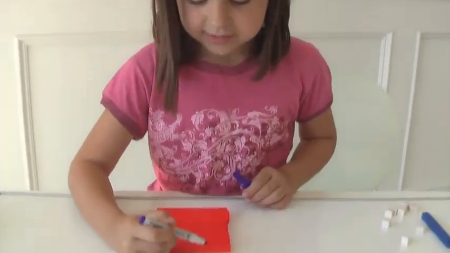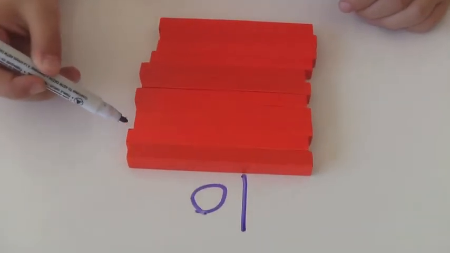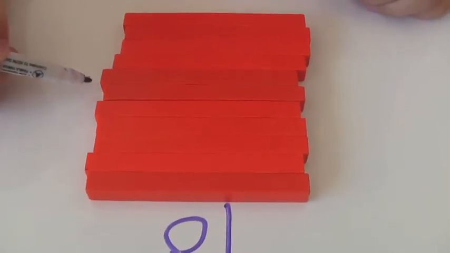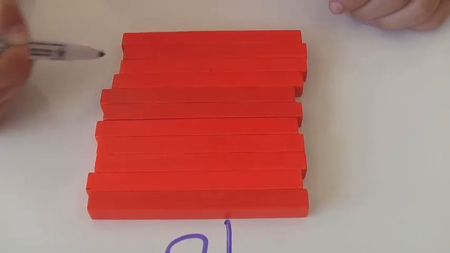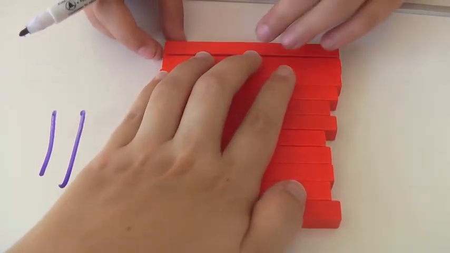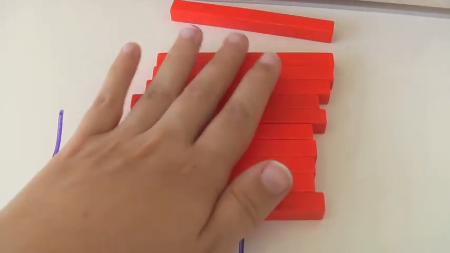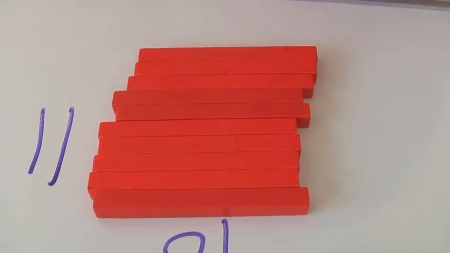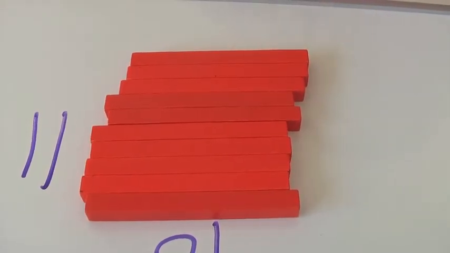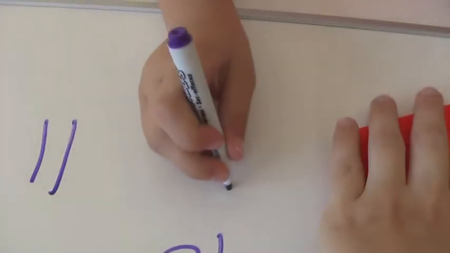Okay, so this side is 10. This side is 1, 2, 3, 4, 5, 6, 7, 8, 9, 10, 11. That side's 11. How much is just 10 tens? 100. And then add your other 10 in there. 110. Okay, so write it under there. 110.